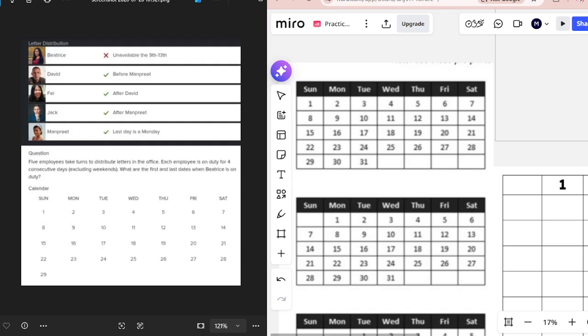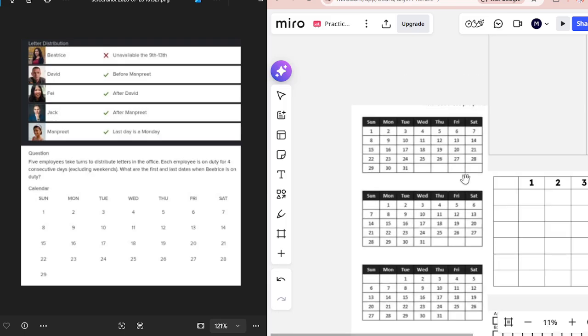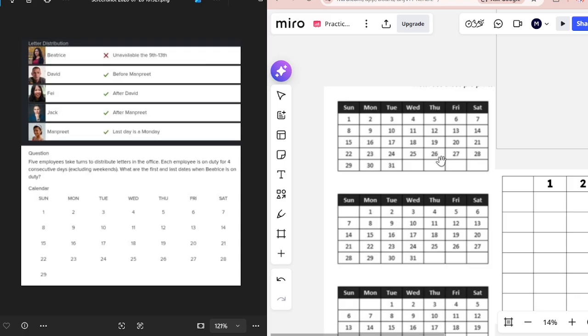So this is question one. Five employees take turns to distribute letters in the office. Each employee is on duty for 4 consecutive days, excluding weekends. What are the first and last days when Beatrice is on duty? First of all, let's find out the days for which duty occurs. This calendar starts on Sunday, so we'll be using the calendar that starts from Sunday. And they said 4 consecutive days.